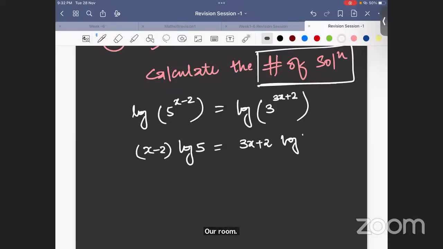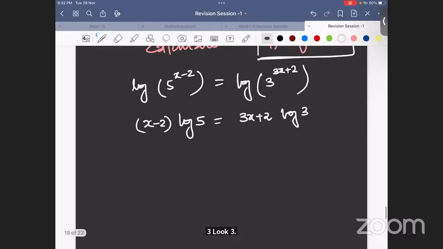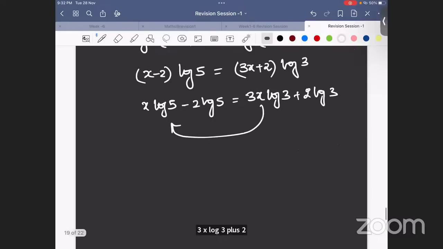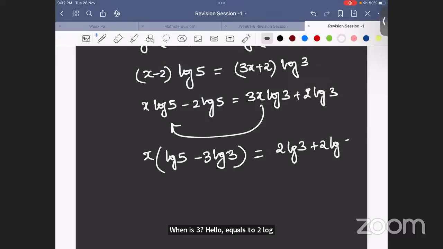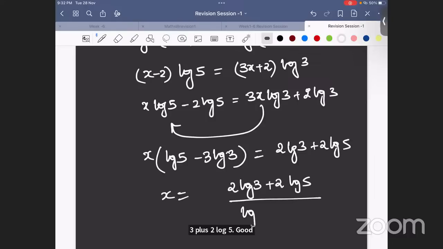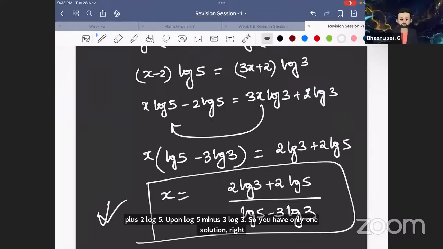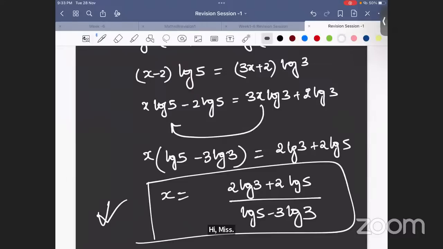3x plus log 3. Correct? What will you do now? x log 5 minus 2 log 5 equals 3x log 3 plus 2 log 3. Now you can take x common here, right? x common, (log 5 minus 3 log 3) equals 2 log 3 plus 2 log 5. x equals (2 log 3 plus 2 log 5) upon (log 5 minus 3 log 3). So you have only one solution, right? Correct? Yes, sir.